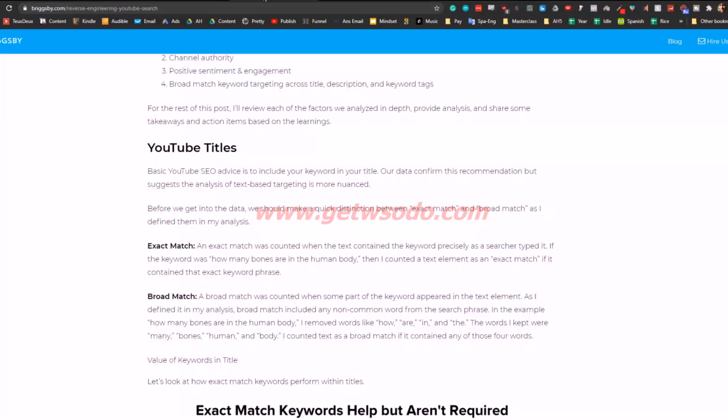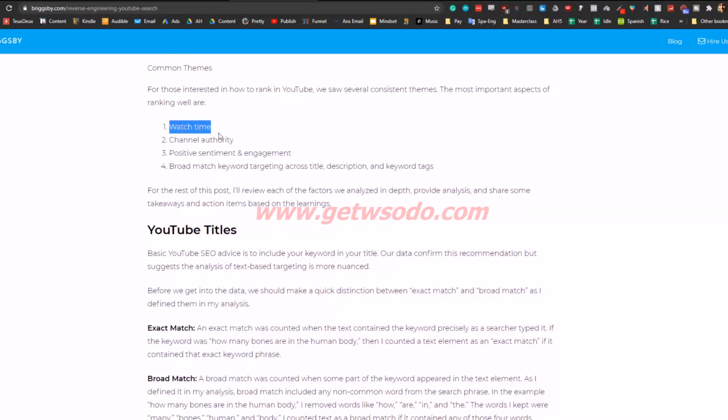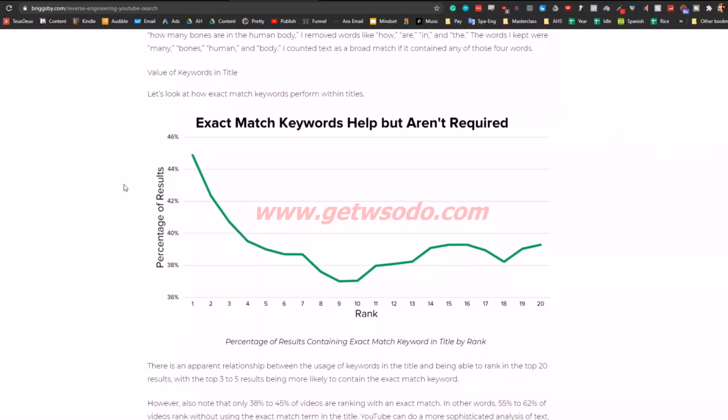So those were kind of how to rank for the search, and also to make sure you have the watch time, the channel authority, and have a positive sentiment and engagement, broad match keyword targeting across title, description, and tags. And let's take a quick look through this article right here to learn even more about what's going on.